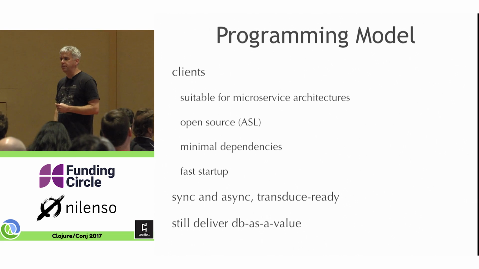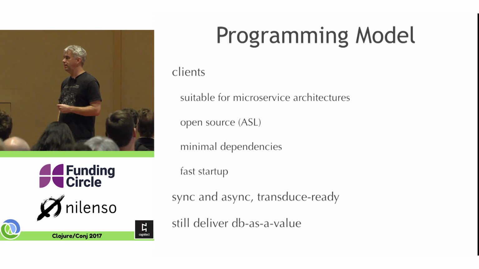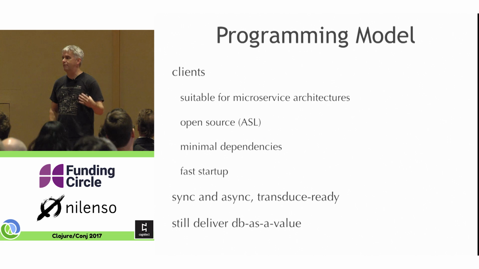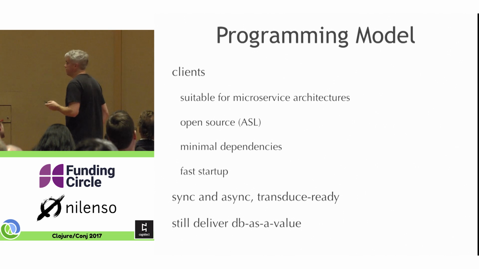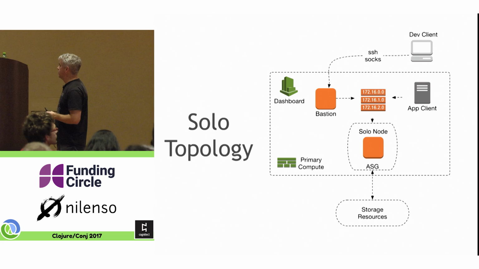And importantly, this still delivers the Datomic information model completely. So when you call getDB on the connection, you get a value of the database. And you can query and operate many times against that value of the database and know that you're still working against the same baseline.